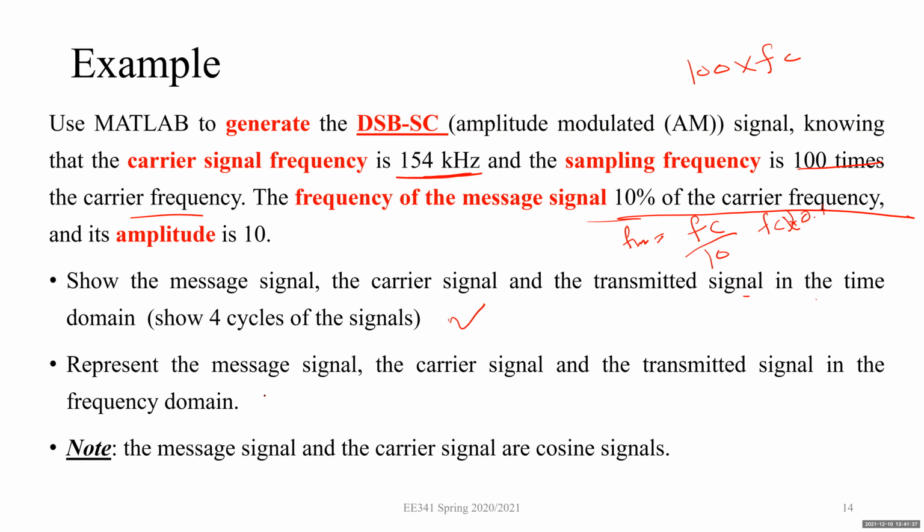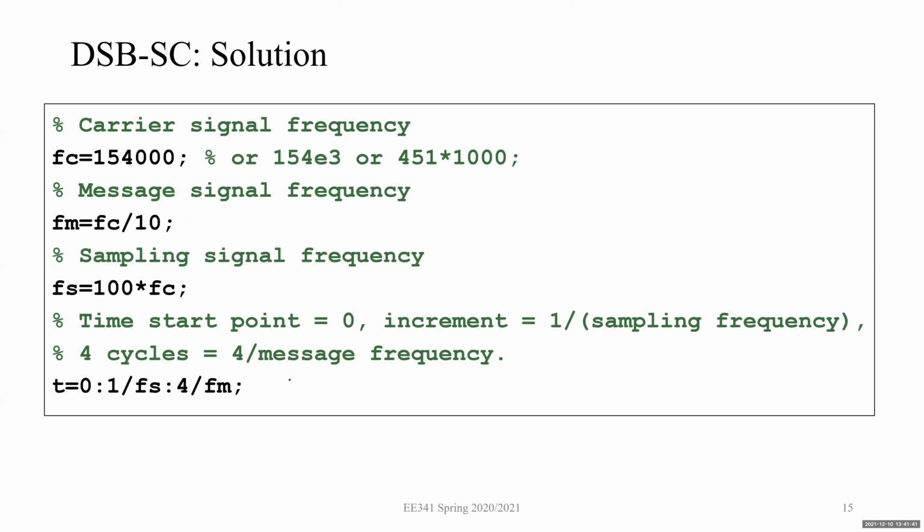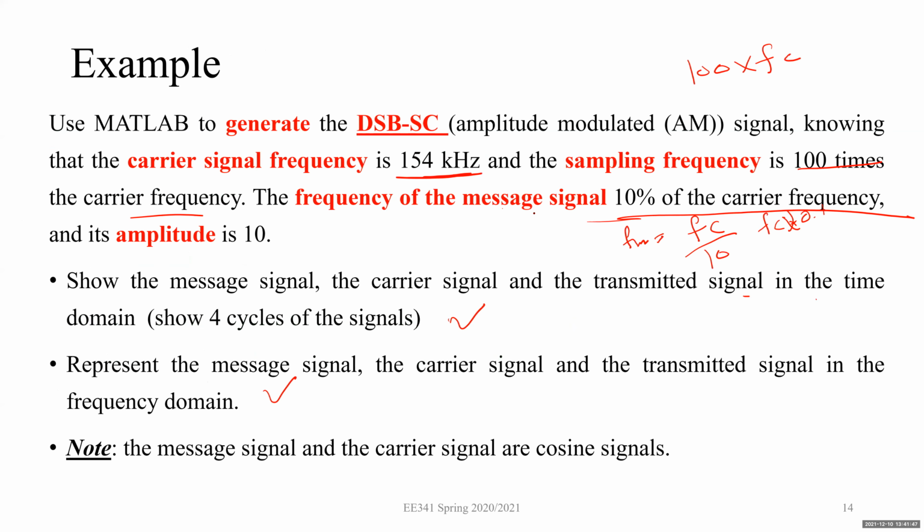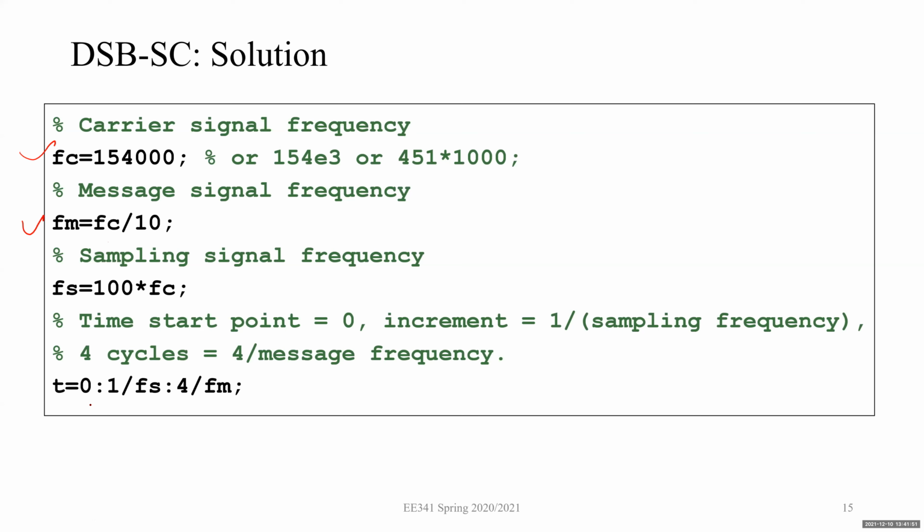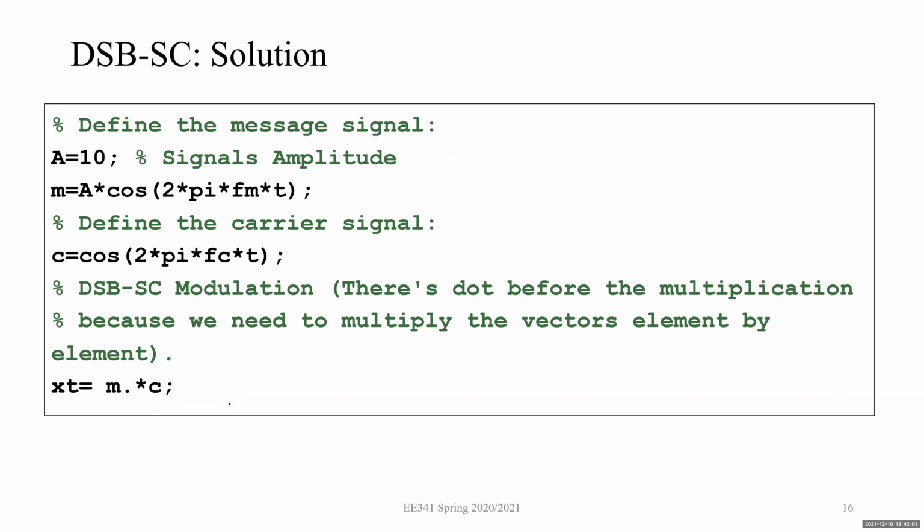First we will plot the time domain, second we will plot the frequency domain. So first of all, I will define my carrier frequency. Then I will define FM, which is equal to FC divided by 10, as it is given in the question, as I told you here also. Then I will define my time scale, which is T, then this increment, and then the number of cycles divided by the frequency of the message signal. Then the amplitude is equal to 10, it's given in the question.